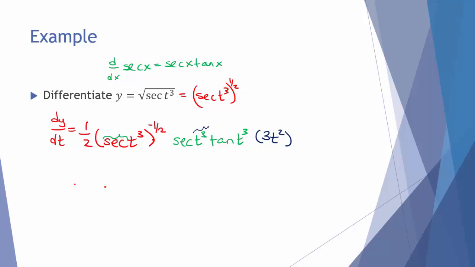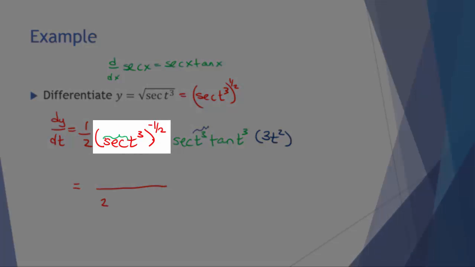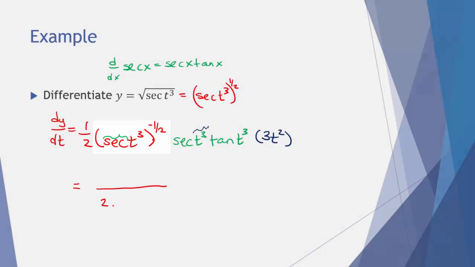So putting all of that together, we have a 2 in our denominator. This secant of t cubed is to a negative 1/2, so in order to make that positive, we'll put it down in the denominator and then change it back to a square root. So this is the secant of t cubed. This secant of t cubed times tangent of t cubed, that's all positive, so that goes up here. Secant of t cubed tangent of t cubed, and then it's getting multiplied times 3t squared.